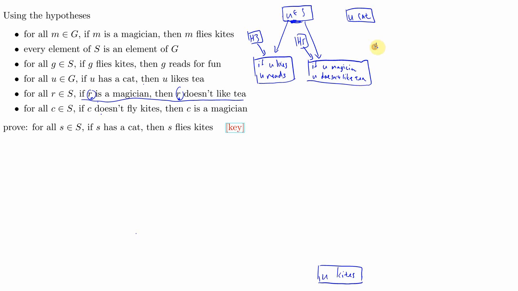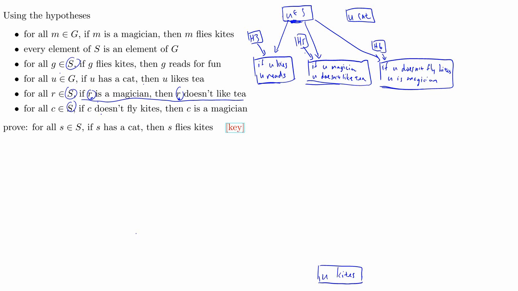If we look at the sixth hypothesis, combine these two things together, then we get if U doesn't fly kites, then U is a magician. And I guess, let's see, we've used this for all with the S, this one, that one. I wanted to focus on those first just to see that we get these three implications here.